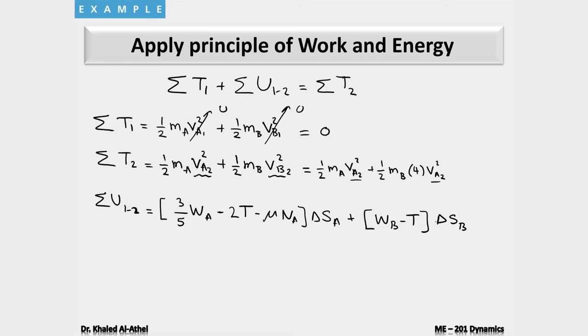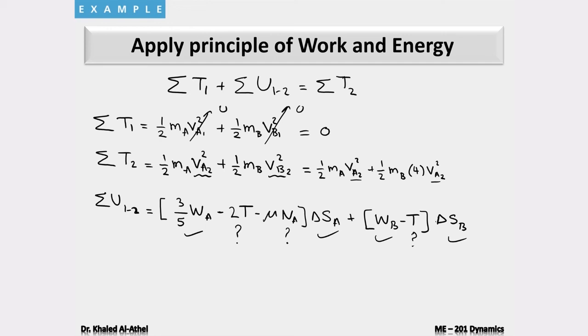Let's look at the work done. The weight is known. 2T is unknown. NA is unknown. This is known. This is known. This is the same unknown. And this is known. Now, NA, I can find it from Newton's law. I can do summation of forces. I will come to that.